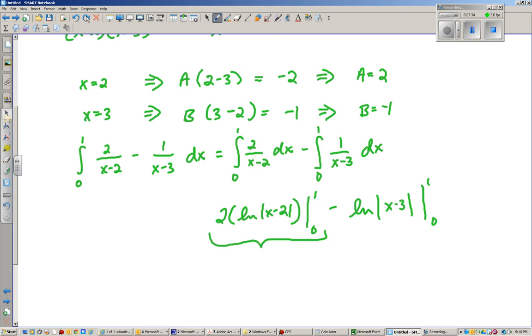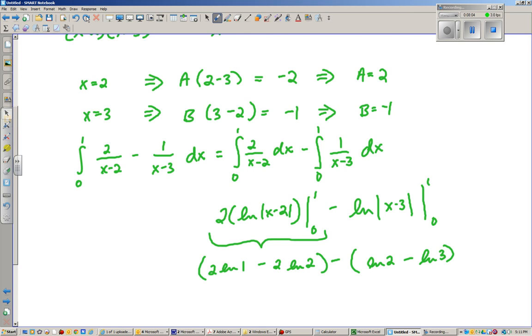And that's absolute value again. Upper and lower limits are 1 and 0. Let's work with that first one, and if you put 1 in, of course, you're going to get the natural log of 1, and if you put 0 in, you're going to get 2 times the natural log of 2. And then let's do that second one, and if you put the upper limit in, you get the natural log of 2, and if you put the lower limit in, you get the natural log of 3.